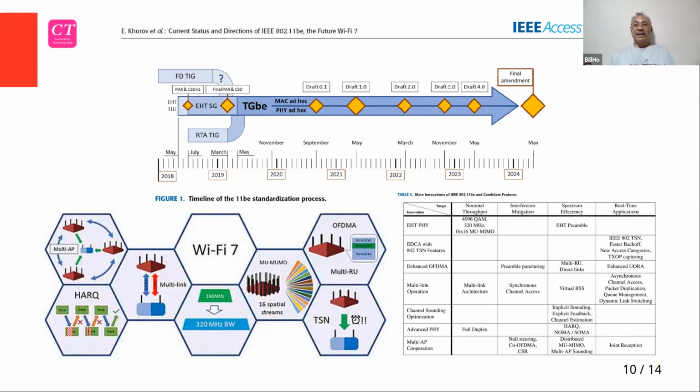Most of the router companies don't roll out the end products until the final amendment. They usually use the draft standards. They roll out the devices, the routers themselves, based on the draft standards. Right now it is about draft 2. The draft 2.0 already came out. A lot of routers try to be Wi-Fi 6, but they implement something in the chipset that Wi-Fi 7 has, with similar features, based on this draft 2 standard.